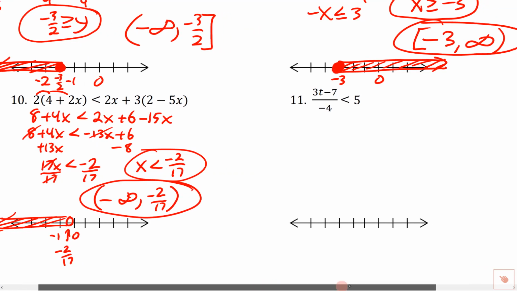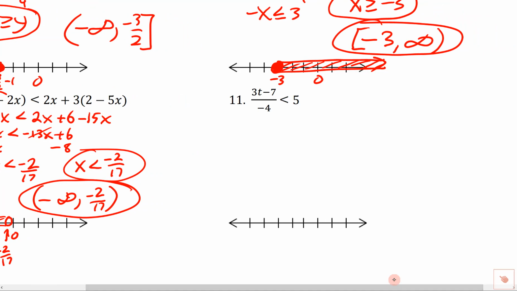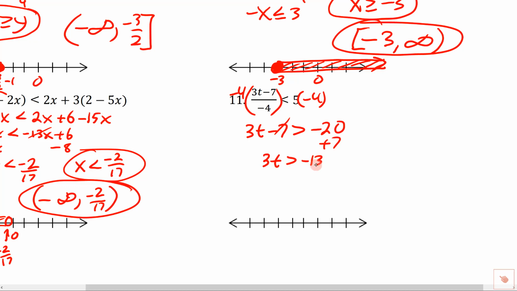Okay, take a look at this last inequality that we need to solve here. We're going to multiply both sides by negative 4. Multiplying by a negative is going to change the direction of the inequality, so we're going to have 3t minus 7. So flip that around so that's a greater than. This is going to be a negative 20. Let's isolate that variable term by moving the 7, so we're going to add a 7 to both sides. This would be 3t. Adding doesn't change the direction of the inequality, so we've got a negative 13 there. And then we're just going to divide both sides by 3. So we get t is greater than negative 13 thirds.